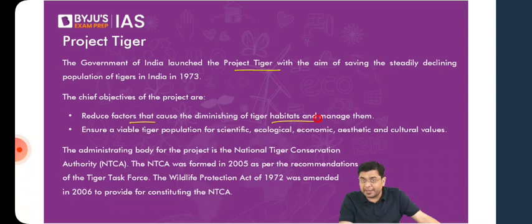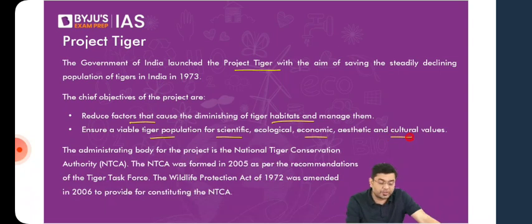So when you have the various different species of these invasive alien plants, these are not palatable, these are not consumed by the herbivores. So the herbivore population starts to experience a decline. When the herbivore population experiences a sudden and sharp decline, then obviously the availability of food for the tigers also reduces. And also to ensure a viable tiger population for scientific, ecological, economic, aesthetic, and cultural value.